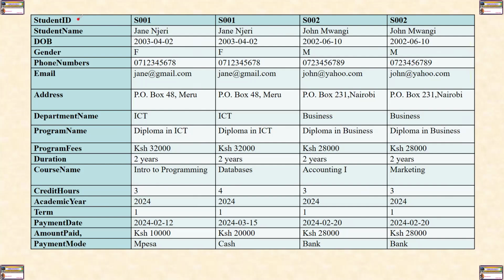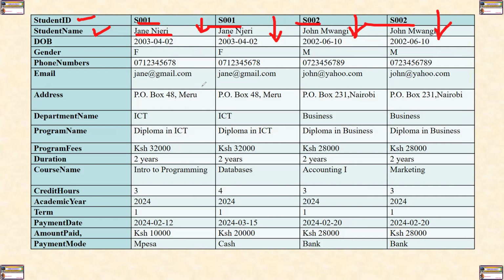The student ID has not been split. The content has not been split, but you can see each of them has been repeated. We are going to see why in the next few minutes. The student name remains Jane Jerry, Johnny Mwangi. Now, what comes out very clearly from the beginning is that for each student, we have increased the number of records. So we have first record and second record for the same student, first record and second record for the other student. We shall see why.